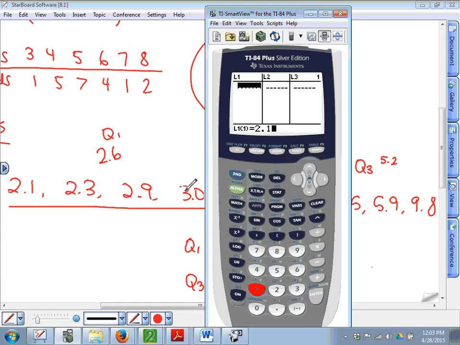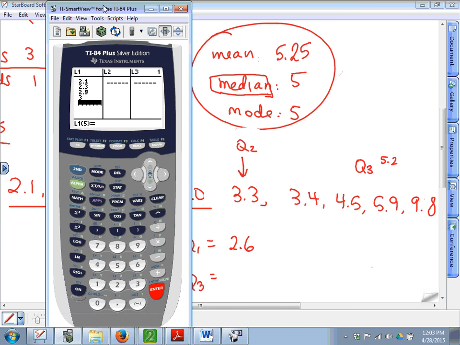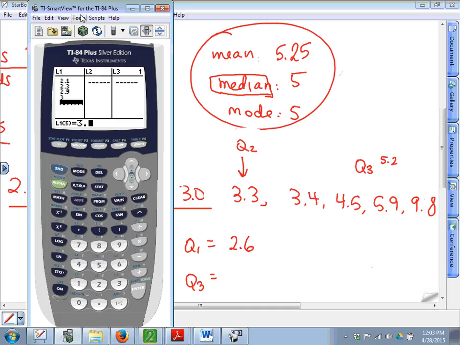Now, type in these numbers: 2.1, 2.3, 2.9, 3.0, 3.3, 3.4, 4.5, 5.9, and 9.8. Type in the whole list. You got them in there?